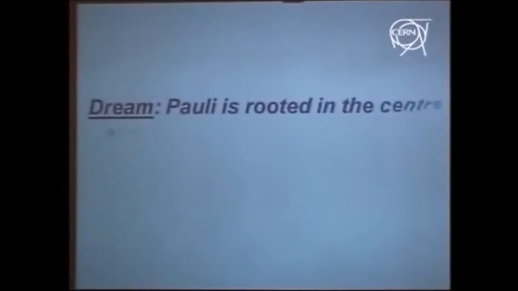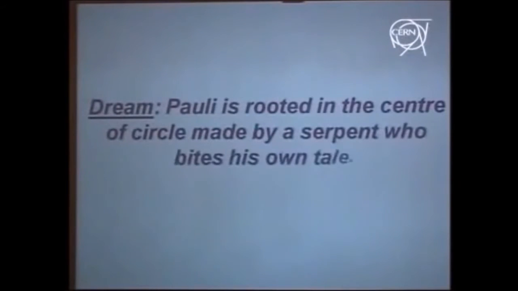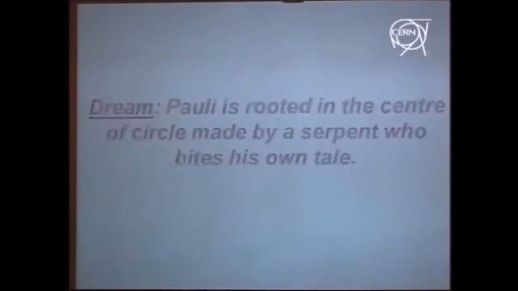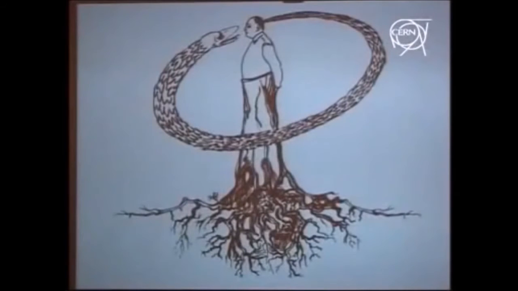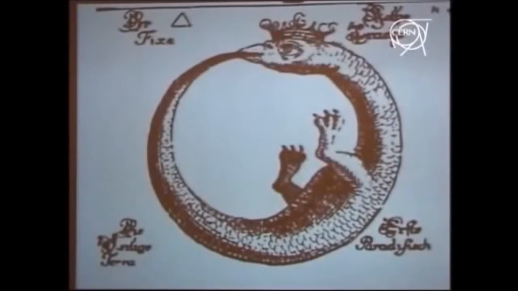He dreams that he's rooted in the center of a circle made by a serpent who bites his own tail. This is the way an artist colleague has depicted it. And Jung shows Pauli another page from an ancient alchemical text. This is the serpent who bites his own tail, Ouroboros. Ouroboros is often the symbol for Mercurius in the early stages of the alchemical process of purification.